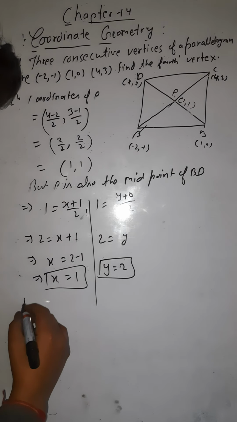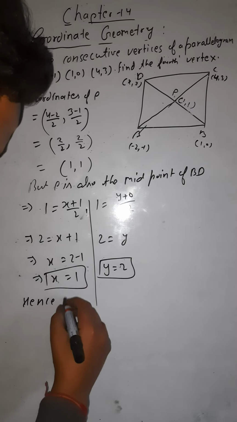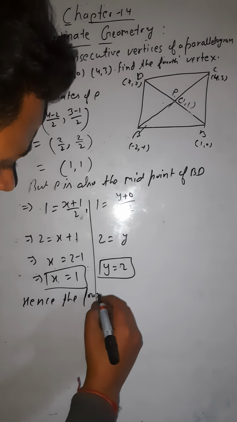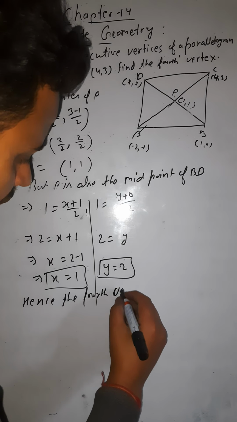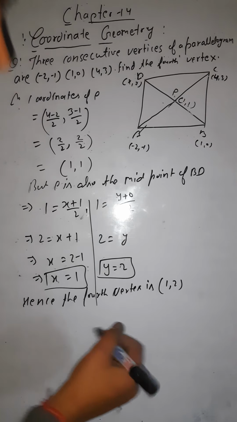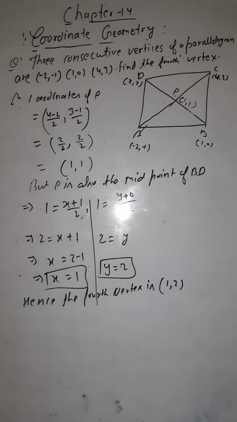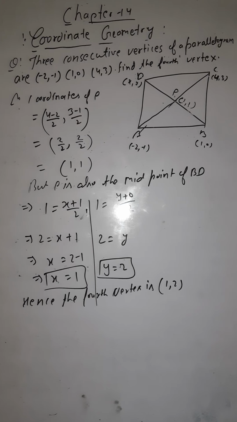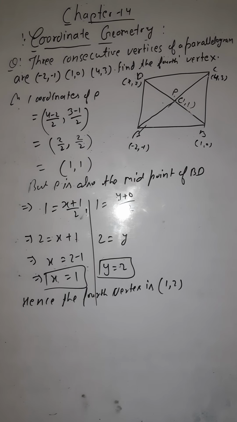Hence I am writing here: hence the fourth vertex is (1, 2). So these are the coordinates of the fourth vertex. So this is how we will find out the coordinates of the fourth vertex.